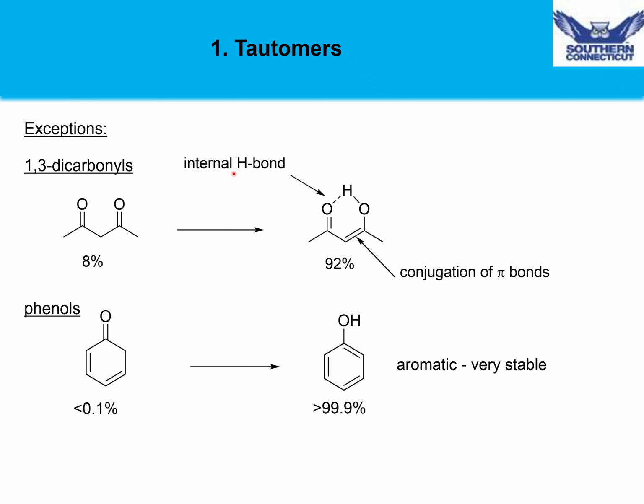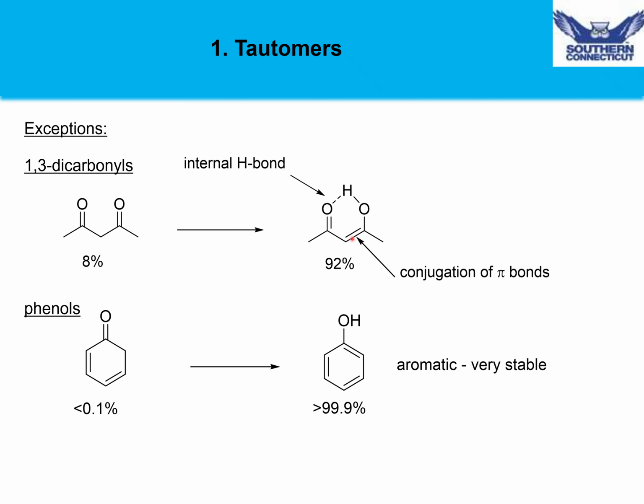This is seen with 1,3-dicarbonyl compounds. For example, if we have a 1,3-diketone as shown here, about 8% of all molecules for this compound would be found in the keto form, and around 92% of all molecules would be found in the enol form. What makes this different from other carbonyl compounds is that the enol form here has conjugation.